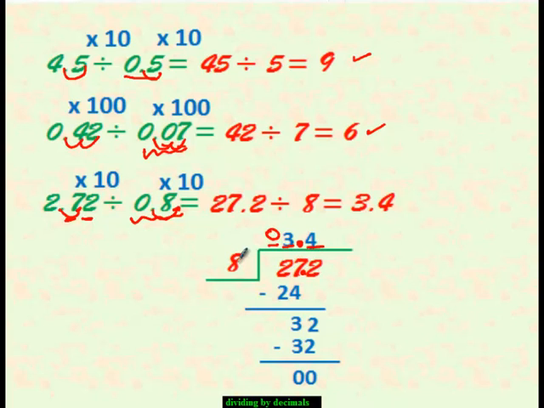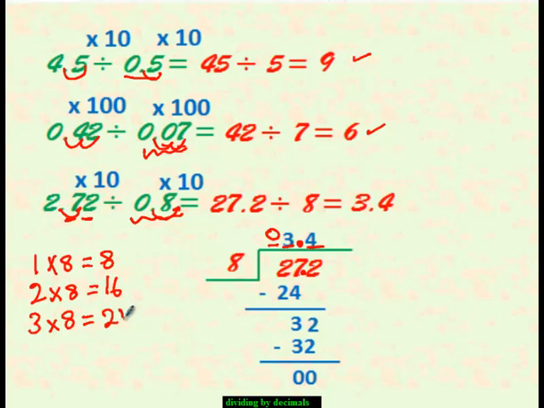27 divided by 8. I have to make the table of 8. 1 by 8 equals 8. 2 by 8 equals 16. 3 by 8 equals 24. 4 by 8 equals 32. And 5 by 8 equals 40.